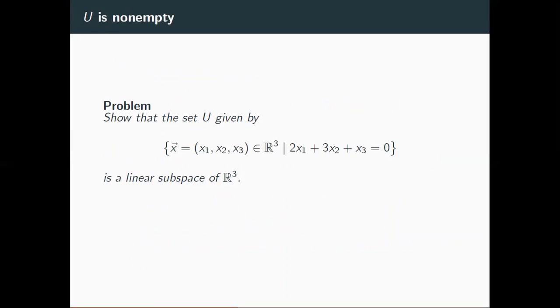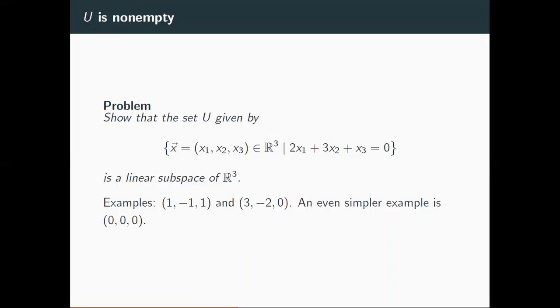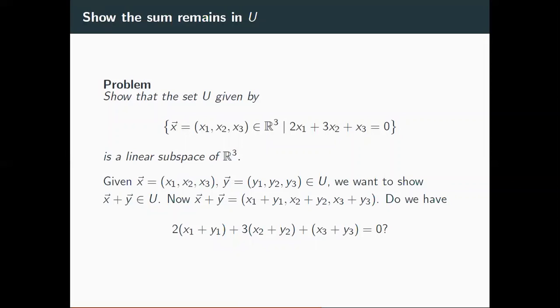So let's check the first property. To show that it's non-empty, we already did this actually by giving you examples. So these would count as examples that confirm that it's non-empty. But an even easier example is just the 0 vector. Now to show that the sum remains in U.